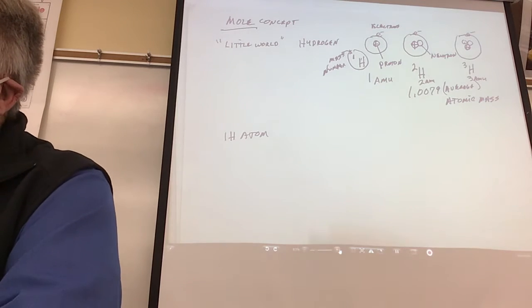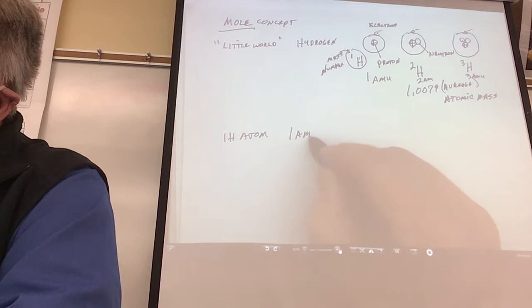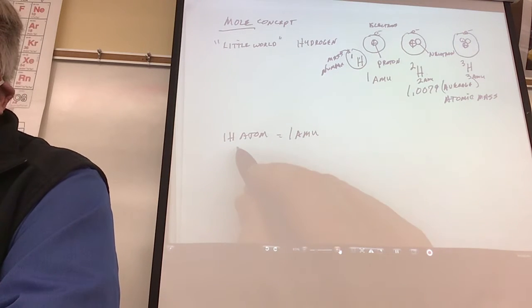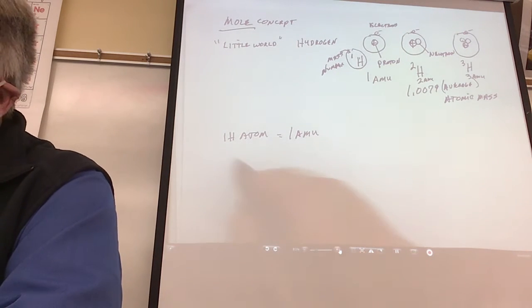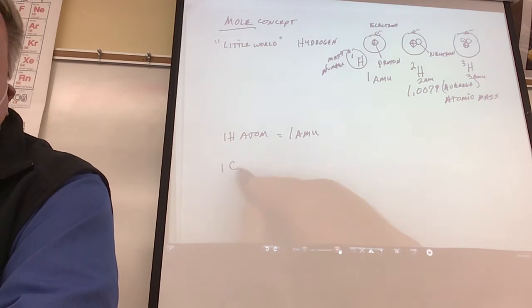And so I weighed him. He happened to weigh 1 AMU. So he must have been this guy here, right? And so how much did the one hydrogen atom weigh? He weighed 1 AMU. Then I went, hey, there's a different kind of atom over there. Hey, that's a carbon atom. He has 6 protons.